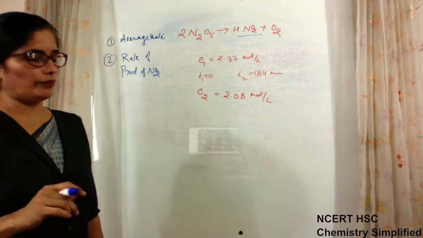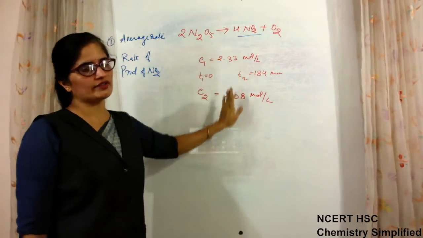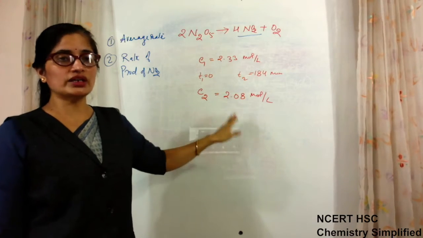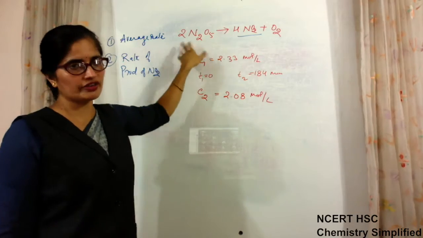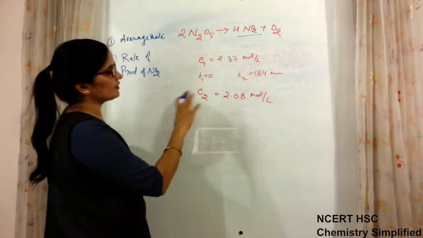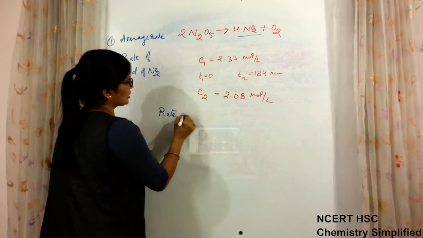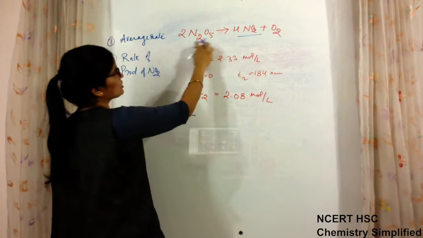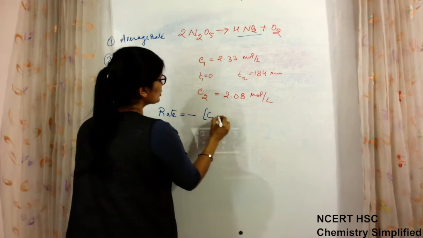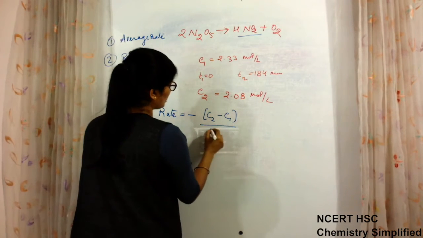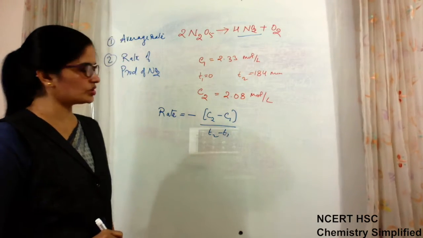Okay. So the concentration of only one component, that is N2O5, is given in the question. So we can use only this relationship to find the average rate of reaction. Clear? So first, we will write the ways of finding rate in this reaction. Rate is equal to minus, because it is a reactant, minus C2 minus C1 upon T2 minus T1. This will be the expression used.